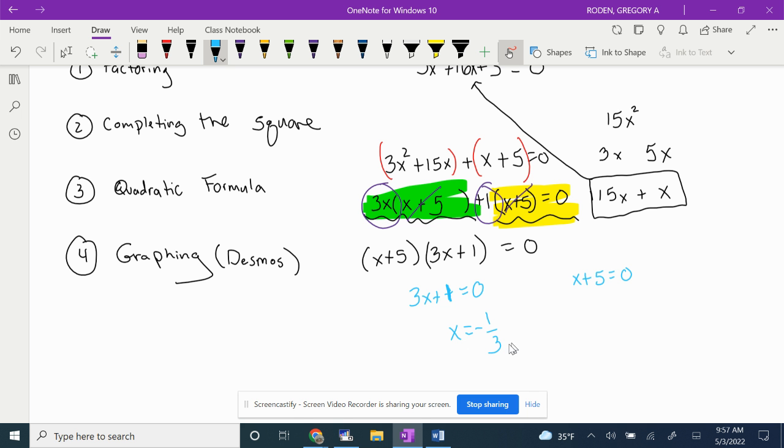Did I do that too fast, or do you guys see how I did that? This one, all we do is subtract 5, and we get x equals negative 5. If you're confused with this one, I subtracted 1, and then I divided that answer by 3. Oh, I could not see the negative, my bad.